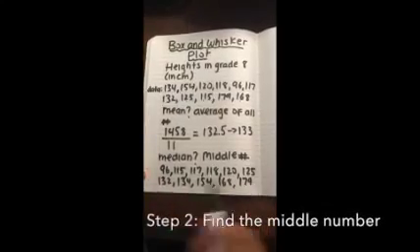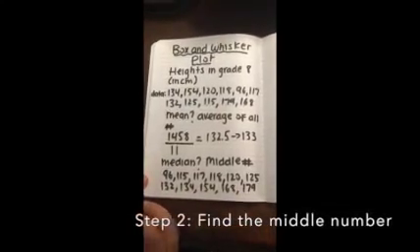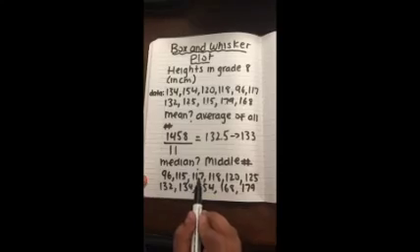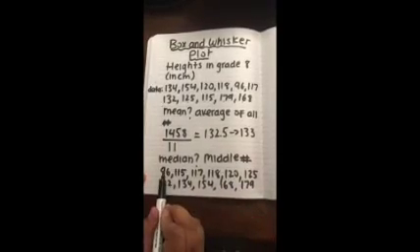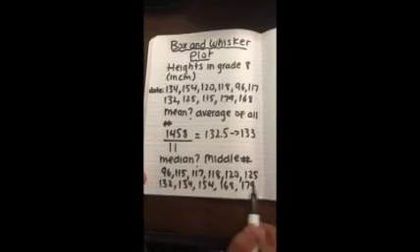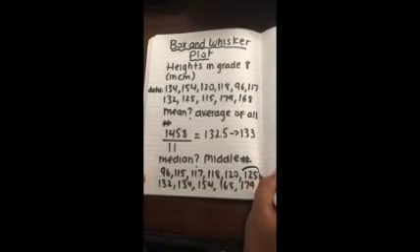So since there are 11 numbers, we're going to go to the sixth number. 1, 2, 3, 4, 5, 6. So since there are 5 numbers that come before it and 5 numbers that come after it, 125 is our median.